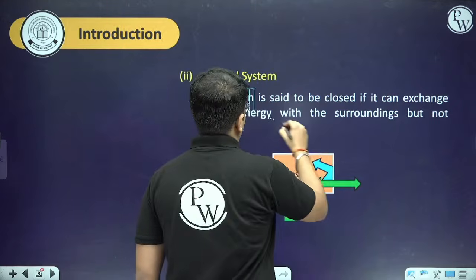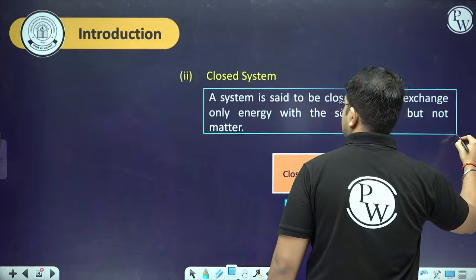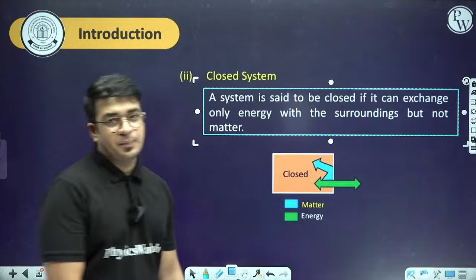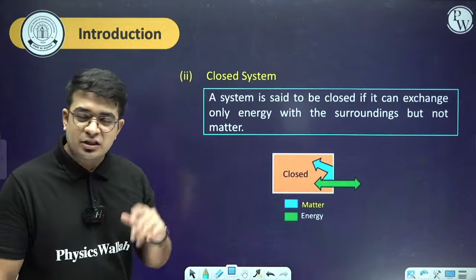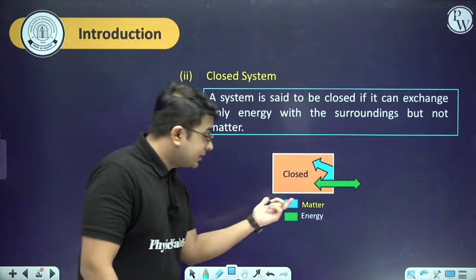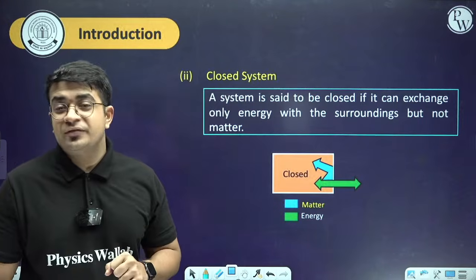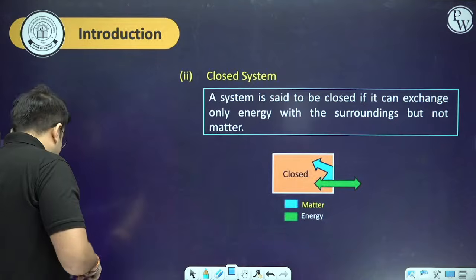That type of system is known as your closed system. So in this case energy is exchanging between system and surrounding, but matter is not exchanging between system and surrounding. Now we have a third type of system.